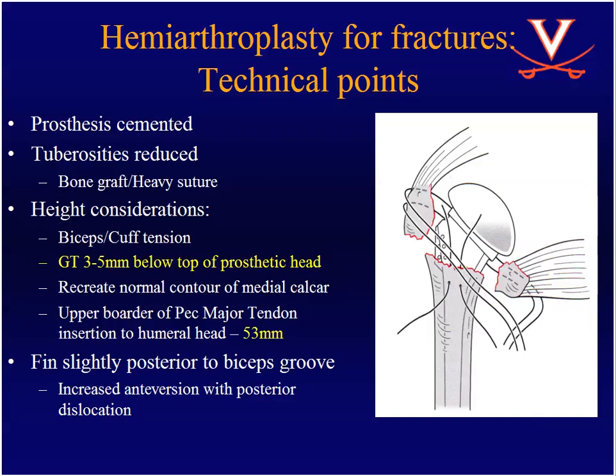A couple tricks you can use is to try to figure out whether the biceps and the cuff tension is restored. Make sure it's below the head, and recreate the normal contour of the medial calcar. And a trick that J.P. Warner has taught us is if you see the upper border of the pectoralis tendon, the top of the head should be 53 millimeters above that top border of the pectoralis tendon, which is usually intact. From a practical standpoint, the other thing that's often helpful is more often than not, the medial calcar part is still intact, and so your neck will often lie on that medial calcar.